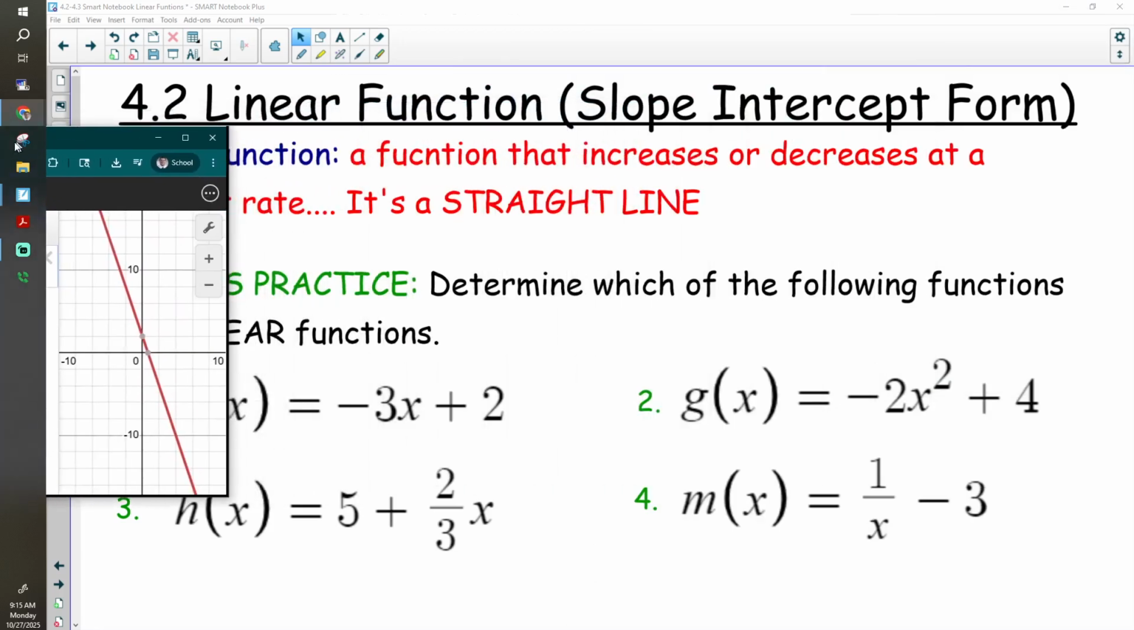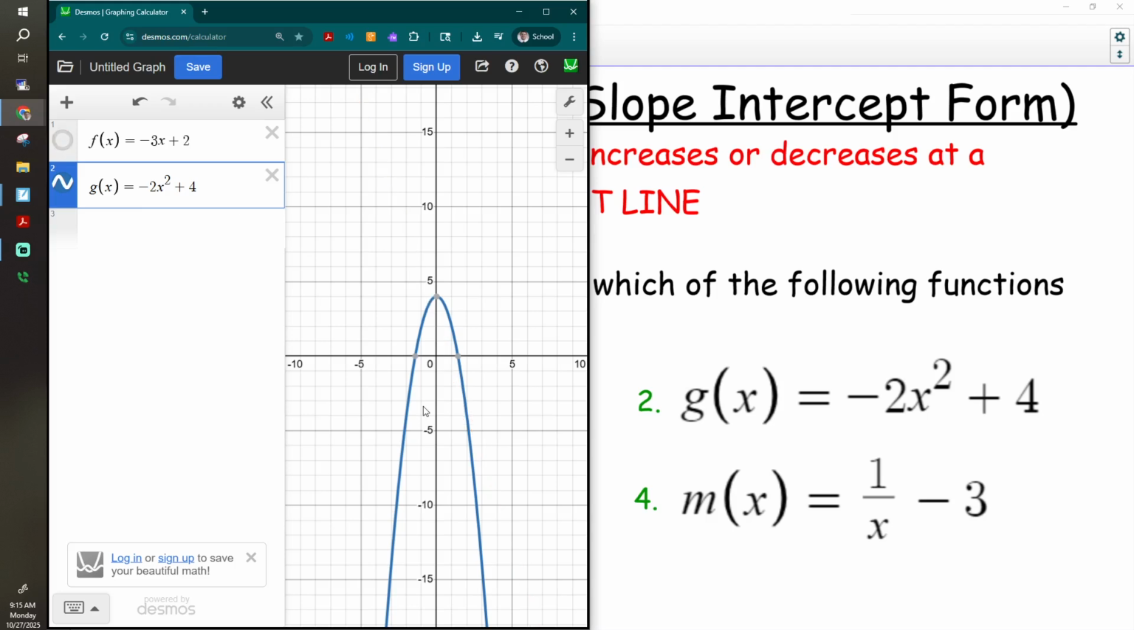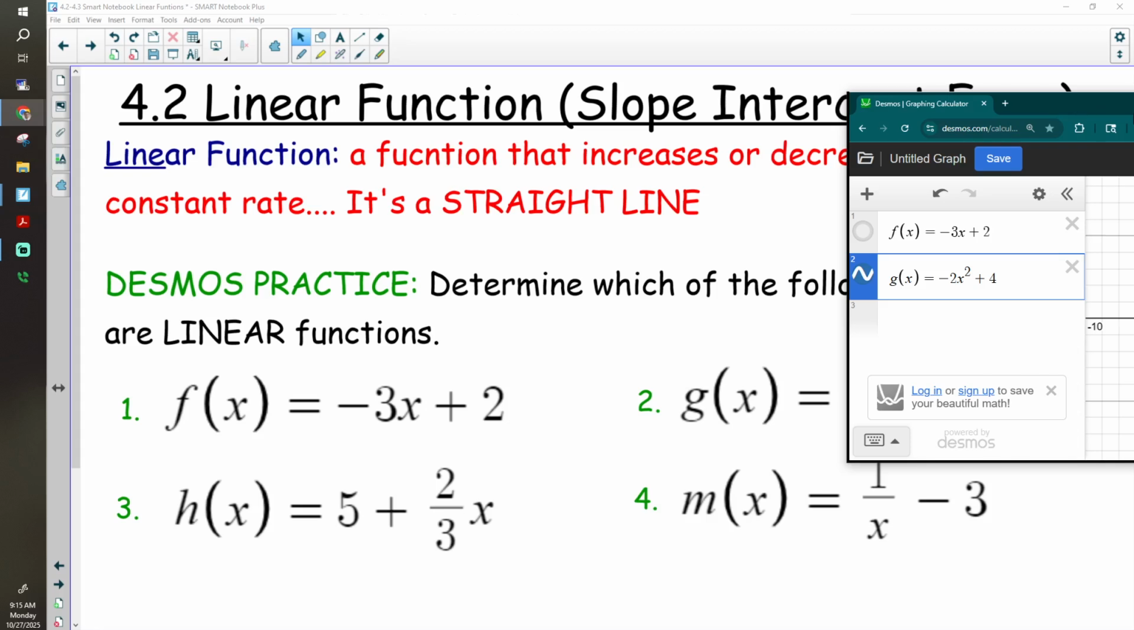Number 2. Same thing. Is it linear? Let's find out. G of x equals negative 2x squared plus 4. Looking at our blue graph, is that linear? No, because what does it do? It's curved. It's not linear. So you just write no or not linear. As simple as that. Let's do the next one.